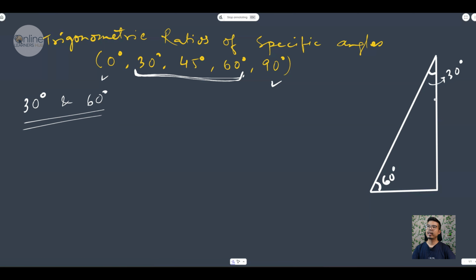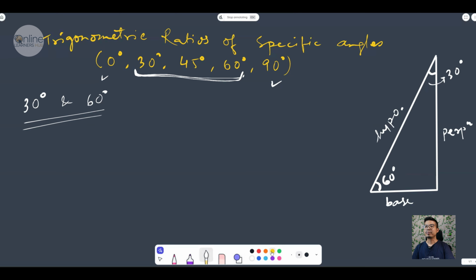All right, now according to this diagram, 60 is the base angle. So when you talk about 60, this part will become base, this one will become perpendicular and this one will become hypotenuse. I have written hypo, that means hypotenuse. Now let's look at the degrees.